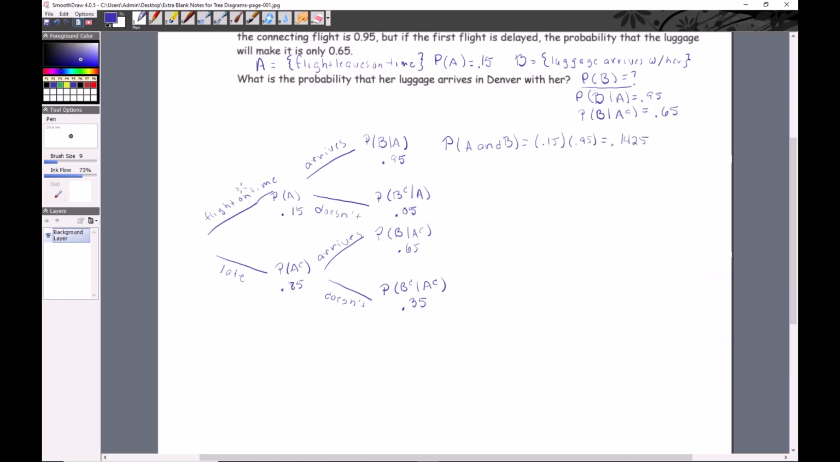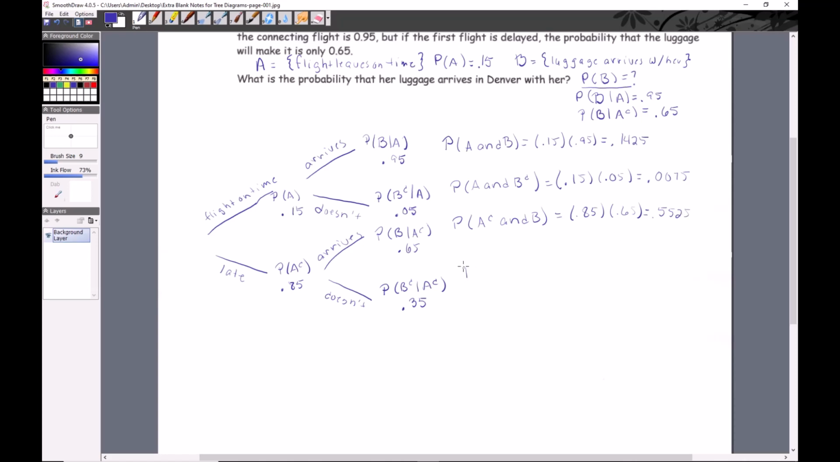All right, so then we'll go up this branch and then down this connector. This will be the probability of A and B complement. And again, we'll just use that multiplication rule, so 0.15 times 0.05. And that will multiply to 0.0075. Then we'll go down this branch and then up with arrives. That'll be the probability of A complement and B. All right, so that'll be 0.85 times 0.65. And that'll be 0.5525.